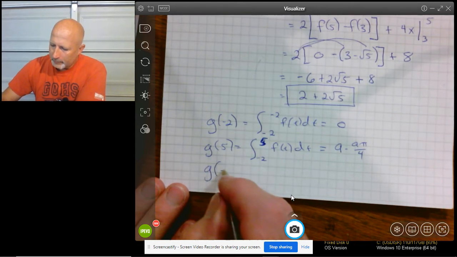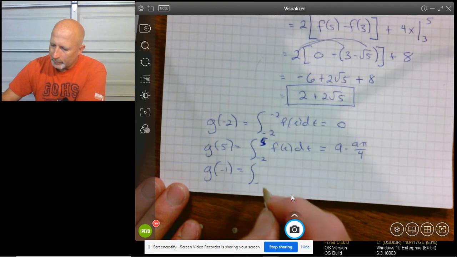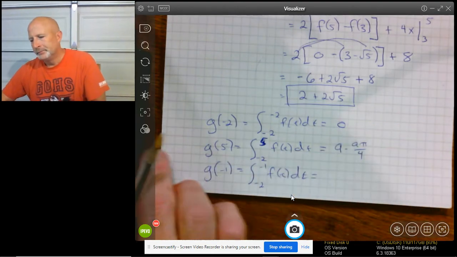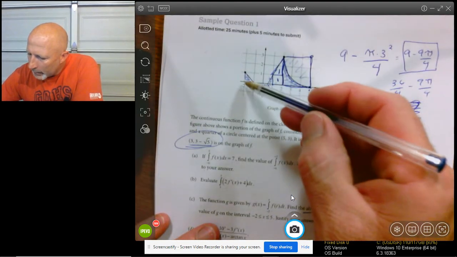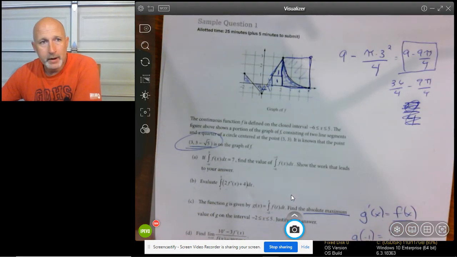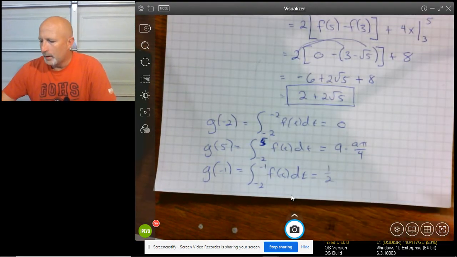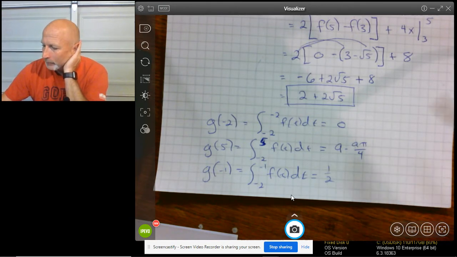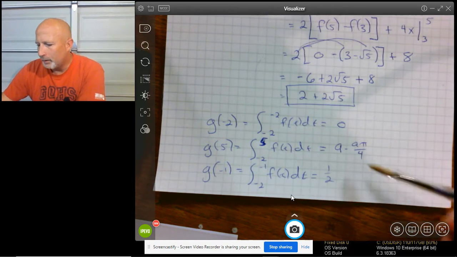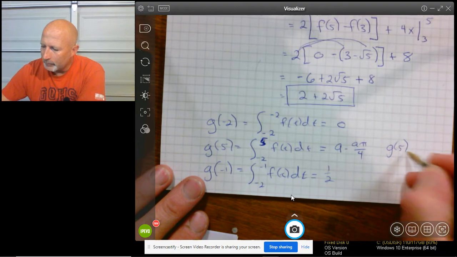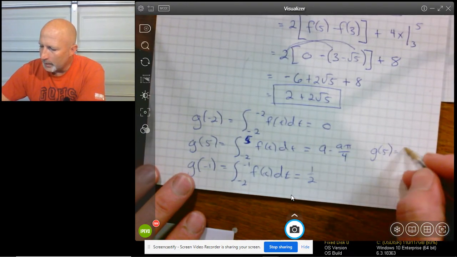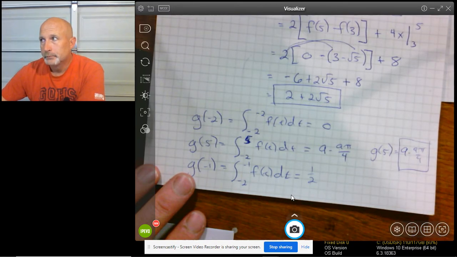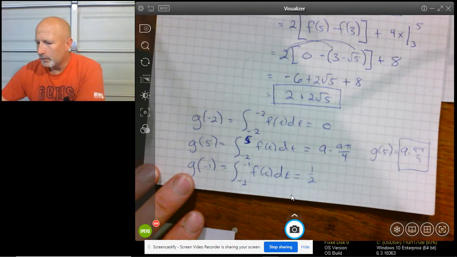Okay, and then I have to do g of negative 1. So g of negative 1 is going to be the integral from negative 2 to negative 1 of f of t dt, which is equal to, so negative 2 to negative 1, oh, that's just a half. Okay, the area of that is just a half. So this is equal to a half. Okay, so absolute maximum value, you just have to determine what is going to be the absolute maximum. Is it going to be here or is it going to be here? This is bigger than a half, so g of 5 is what our absolute maximum is going to be, which is 9 minus 9 pi all over 4. Okay, so there we are.